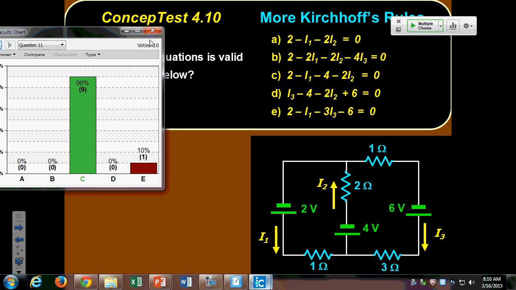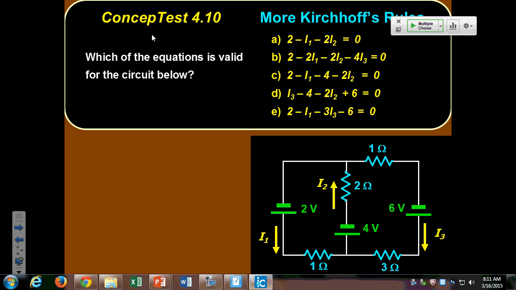I go C is the right answer. 2 minus I1 minus 4 minus 2I2, I'm starting here, plus 2 minus 1 I1 minus 4, because I'm going from high to low potential, minus 2I2 equals 0. And all these others are wrong for various reasons. They have the wrong sign, they're missing a current, they have the wrong current, whatever. But C is the right answer here.